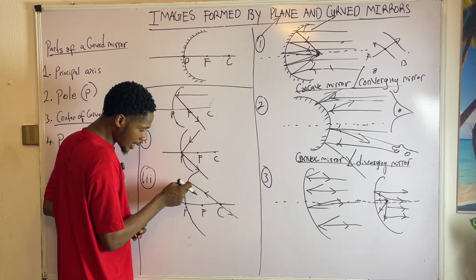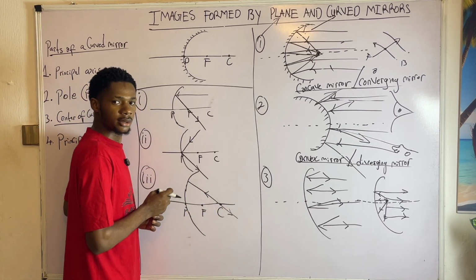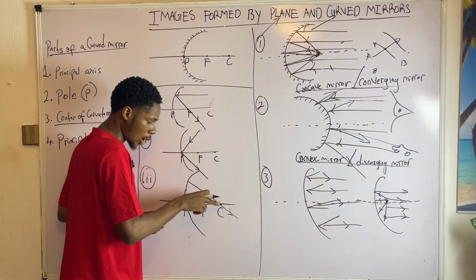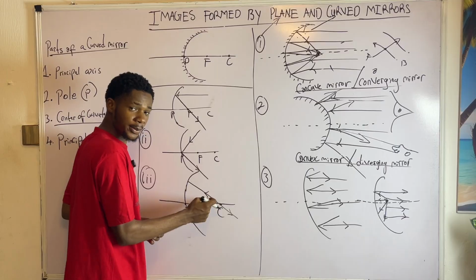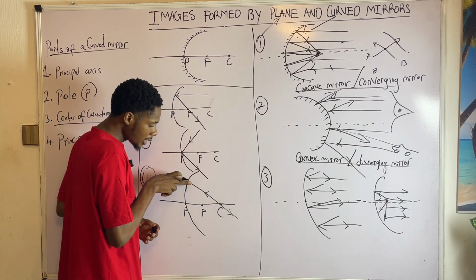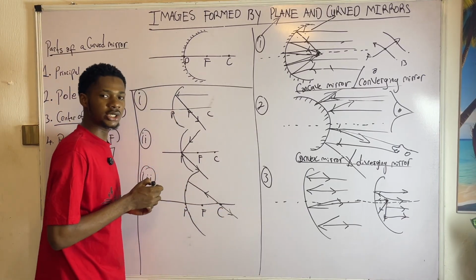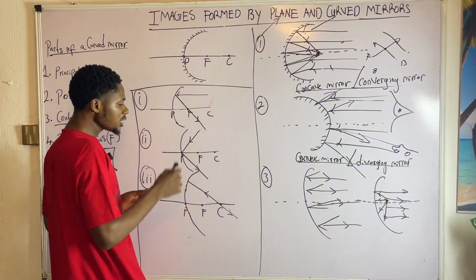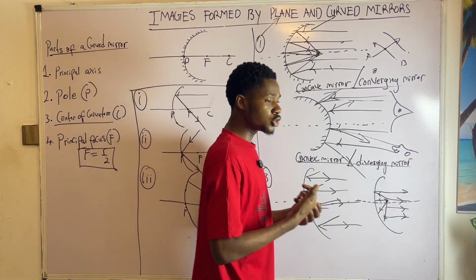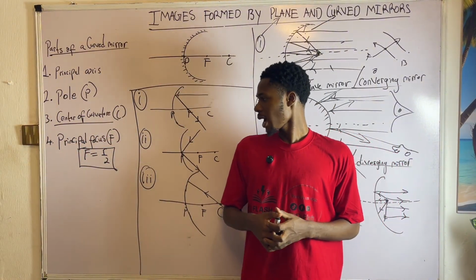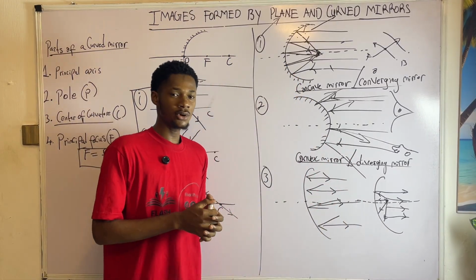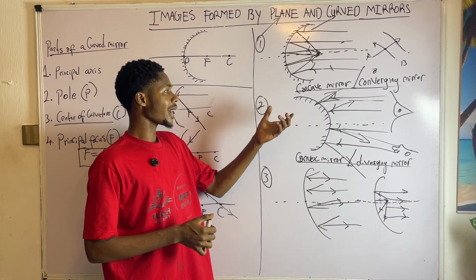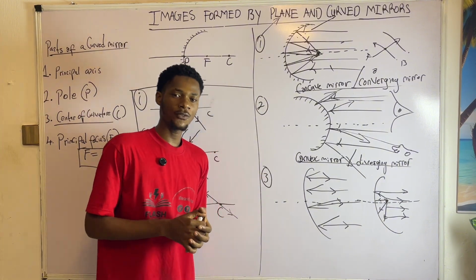As it hits here, it is going to pass back along the same path that was straight initially. That is, as it comes here, it passes through C, and once it hits here, it's going to pass back along the same way. Ladies and gentlemen, these are the three ray diagrams that we use in determining the position and the kind of image being formed in a particular kind of mirror, which could be either a concave mirror or a convex mirror.